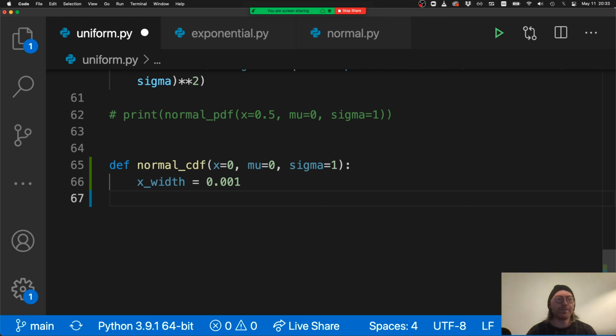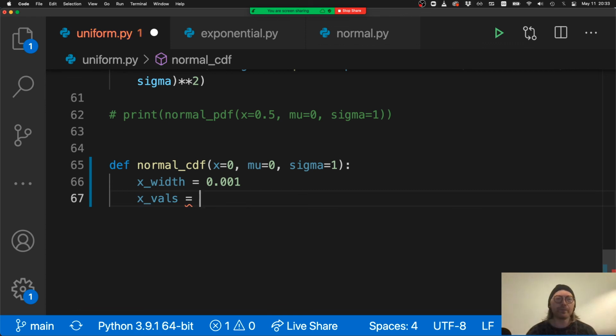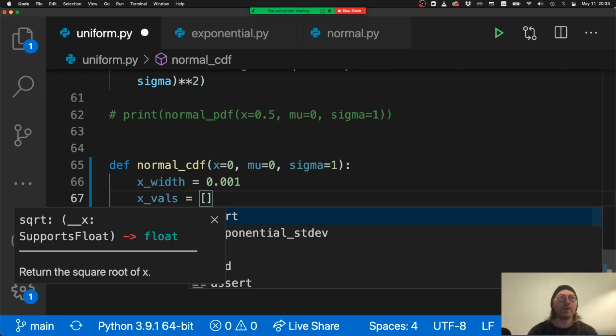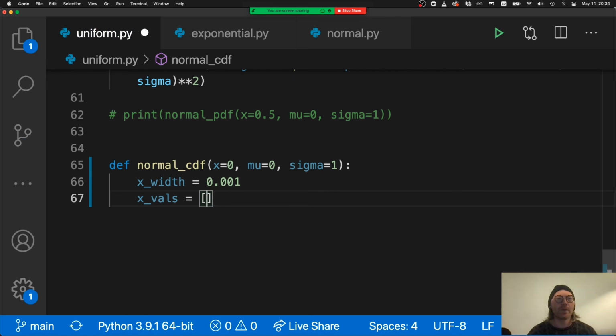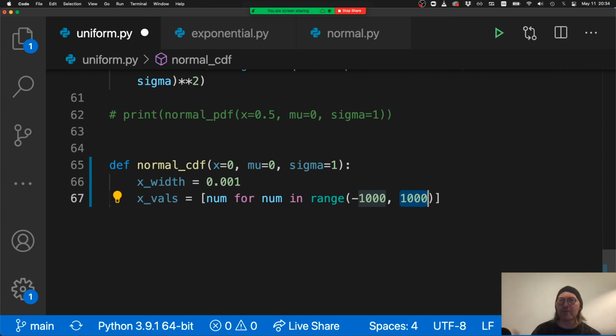Okay, so x width. And now I am going to generate a series of values. Okay? So I am going to say, this is going to be a comprehension. Num for num in range. Okay? I'm going to go from negative 1,000 to 1,000. And I'm going to modify this as I go, right? This is just for num in range, negative 1,000 to 1,000, right? I'm covering all those numbers.